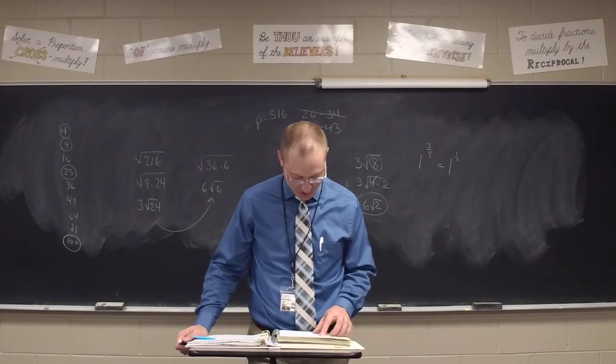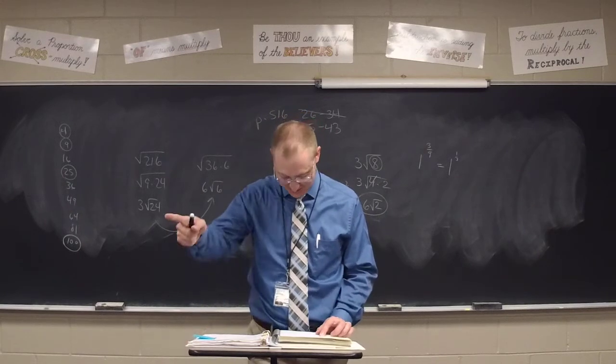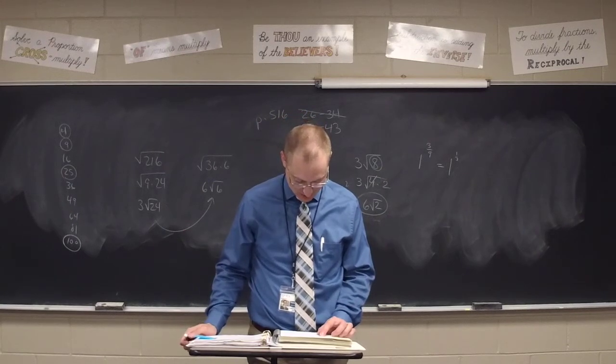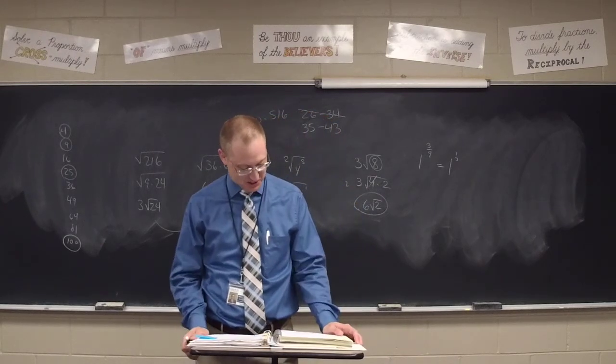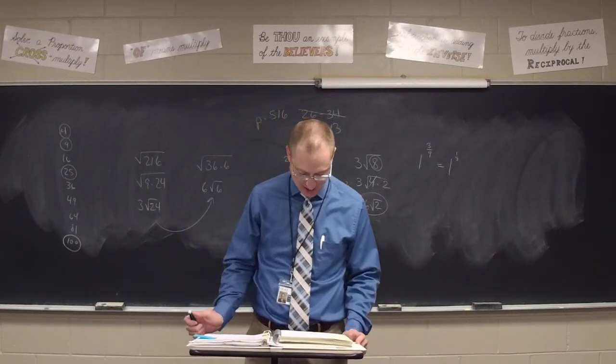Number 41, not as tricky. What did you get for your answer, 41? Back to Hayden. 3 times the square root of 6. Cube root of 6? Don't forget, don't lose that index. 3 times the cube root of 6 is correct. You'll factor that into a 27 times 6.